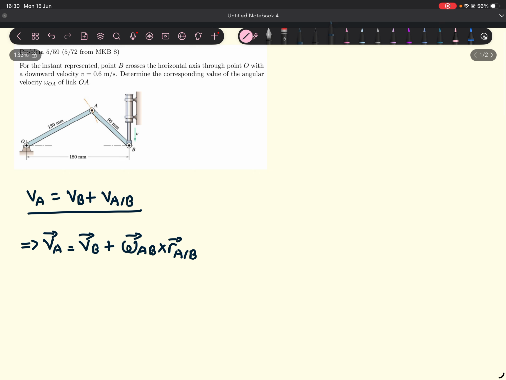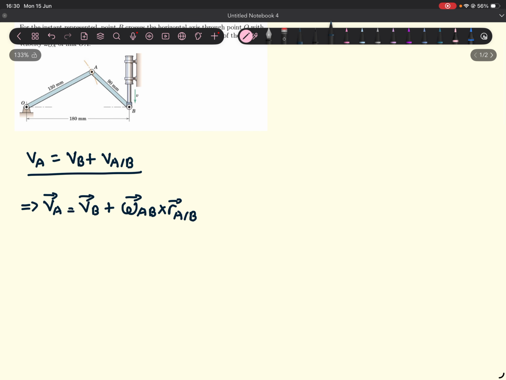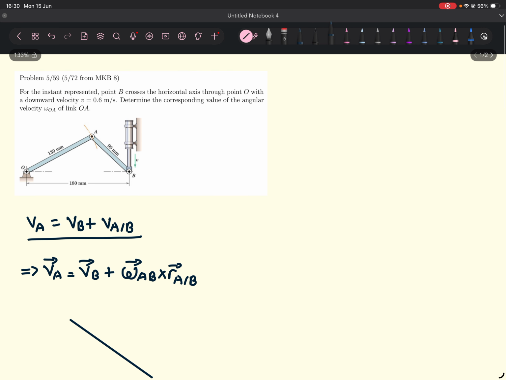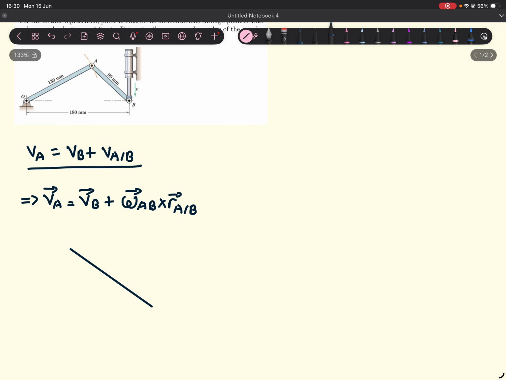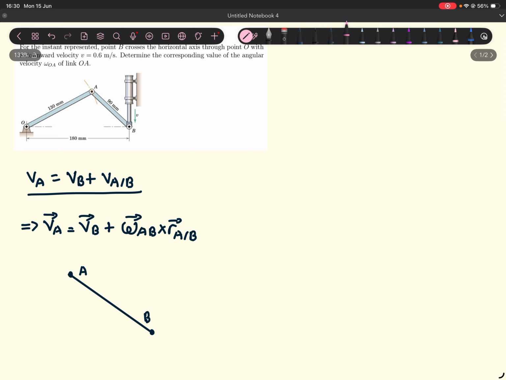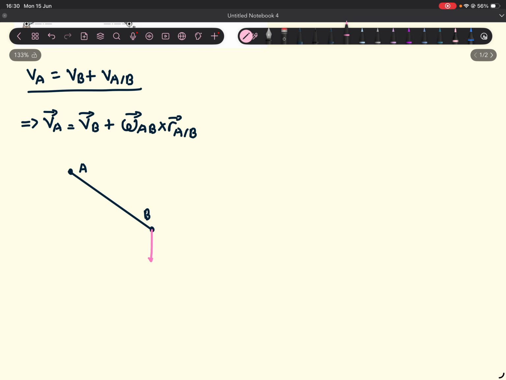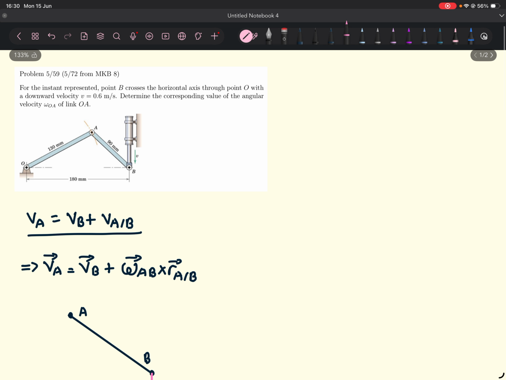Okay, so what I like to do when trying to construct the vector triangle, I like to draw whatever linkage or whatever body they gave to me in the question. So for this case, I'm looking at linkage AB, and I want to try and draw my velocities from that. Okay, so I have point A over here, I have point B over here, and I know that my velocity of B is going straight down, right? So I'm going to draw that in at point B. This is my VB. Cool.